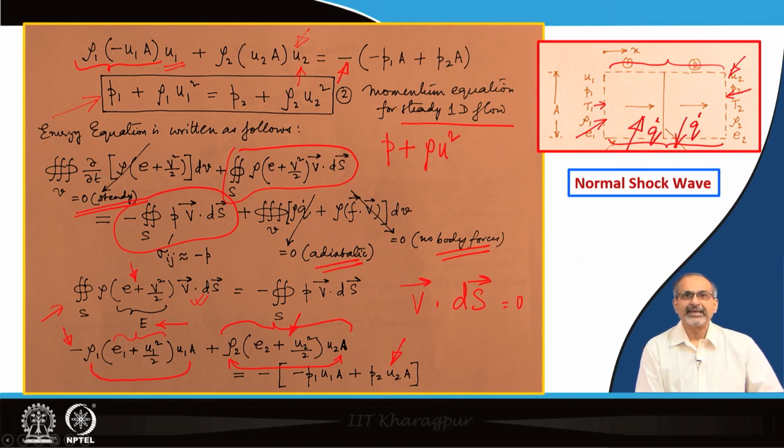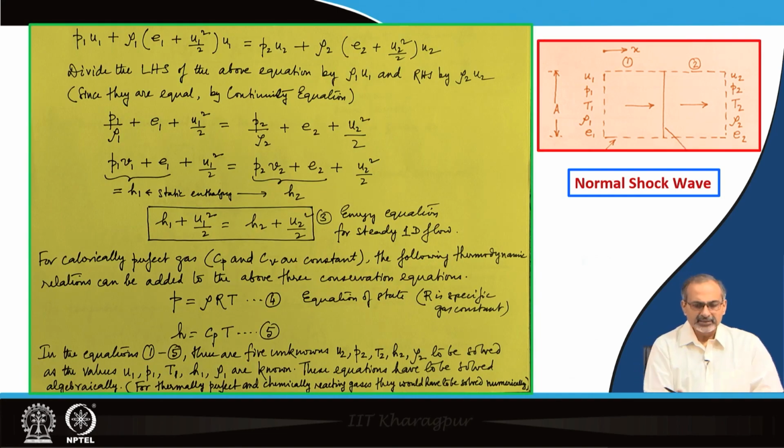In all four terms, A is the common one which drops out, and consequently you will see that you are left with P1 U1 plus rho 1 times capital E1 times U1 is equal to P2 U2 plus rho 2 times capital E2 times U2. Divide the left hand side of the above equation by rho 1 U1, the right hand side by rho 2 U2. Remember that by continuity equation they are identical. Then you end up getting a form like this.